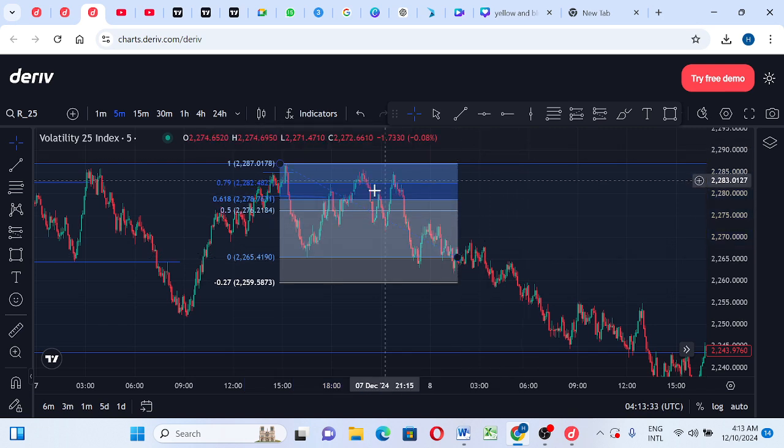And then what can we see? We can see that price got into the 0.618 level and 0.79 level. And then we simply take our trade.